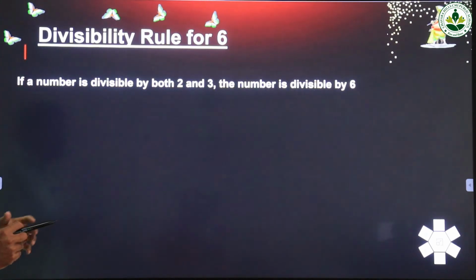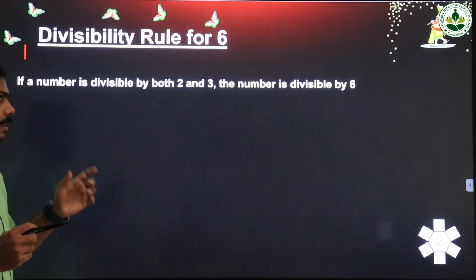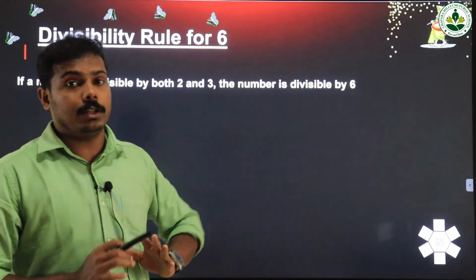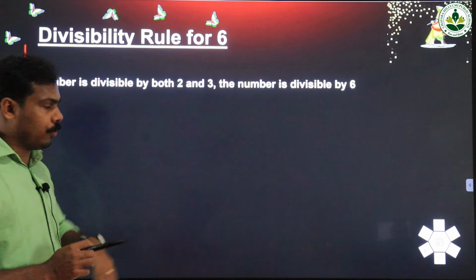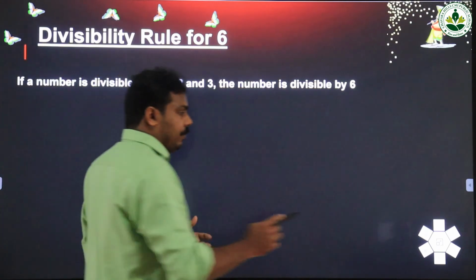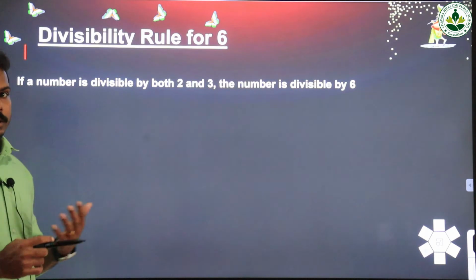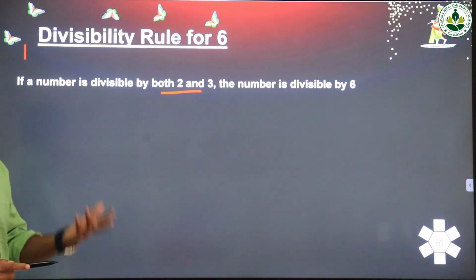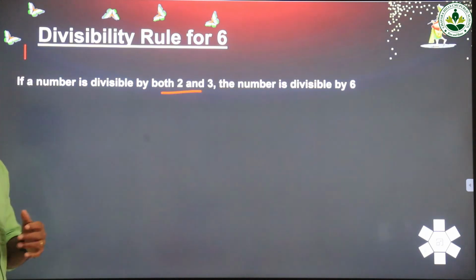If a number is divisible by both 2 and 3, then the number is divisible by 6. For checking the divisibility rule for 6, we need to check the divisibility rules for 2 and 3. If a number is divisible by both 2 and 3, then it is divisible by 6.